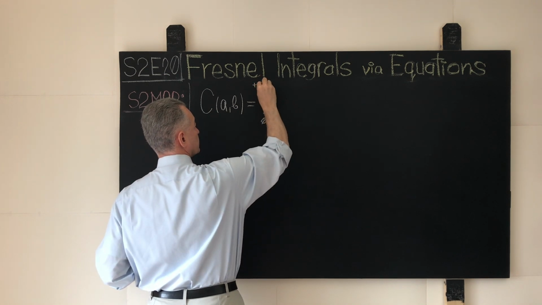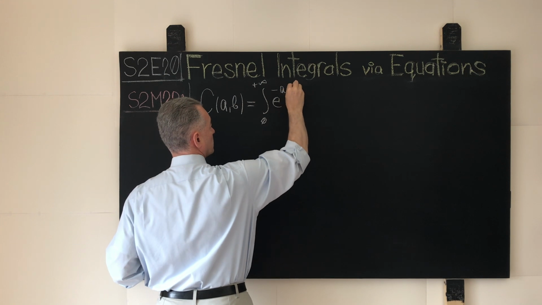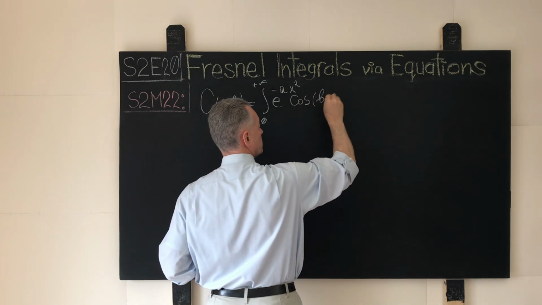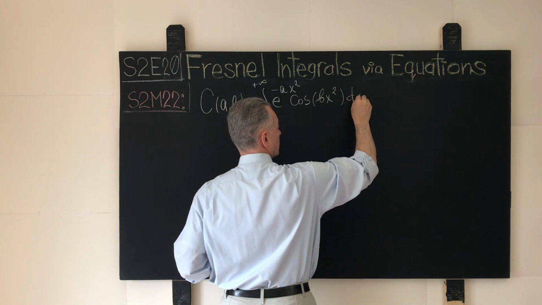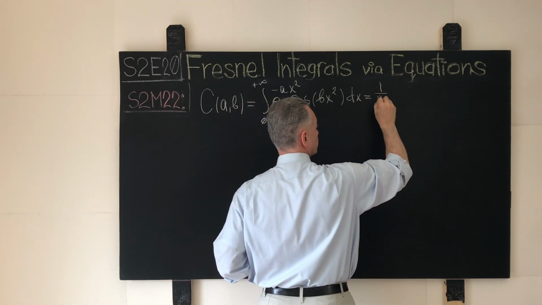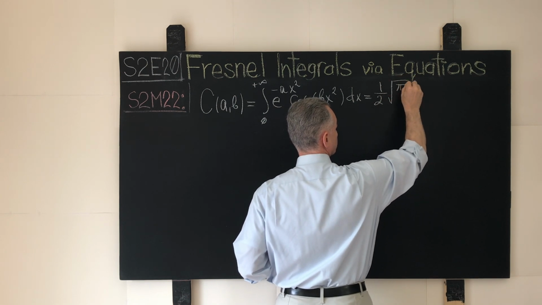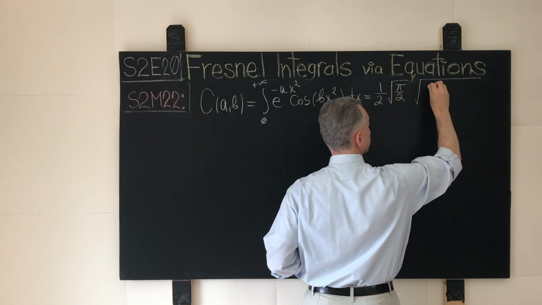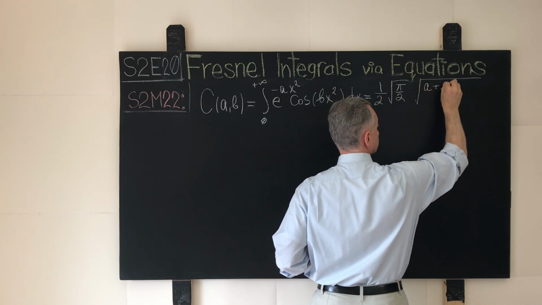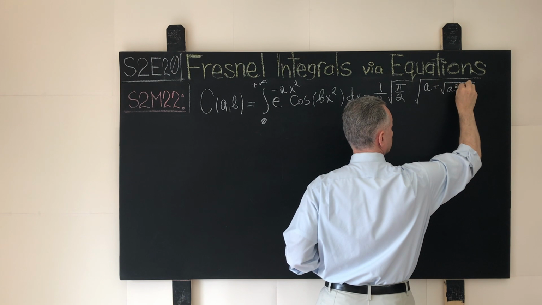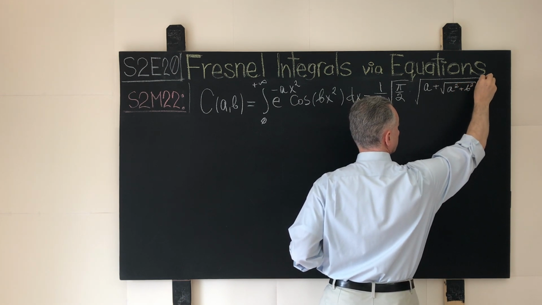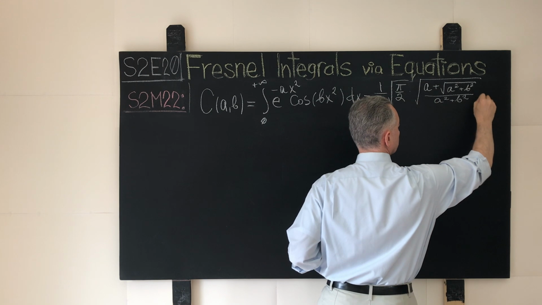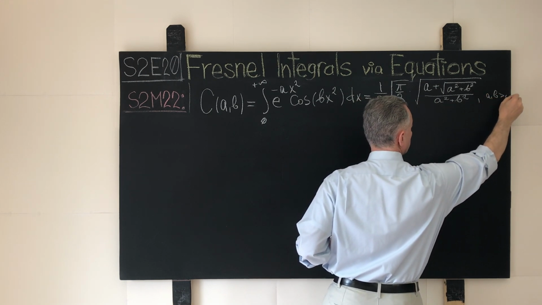Integral from 0 to positive infinity of e to the power minus a x squared cosine of b x squared dx will be 1/2 of the square root of pi over 2 times, here we merge all the square roots into one big happy family, a plus square root of a squared plus b squared, like so, over a squared plus b squared, under the assumption that ab is greater than 0.